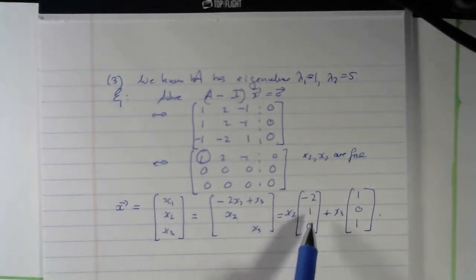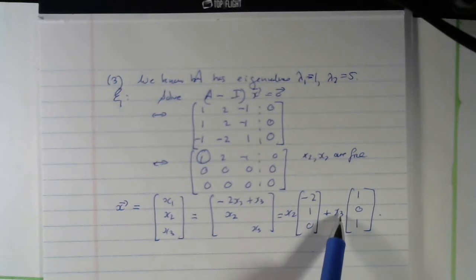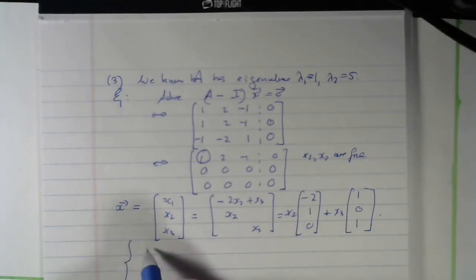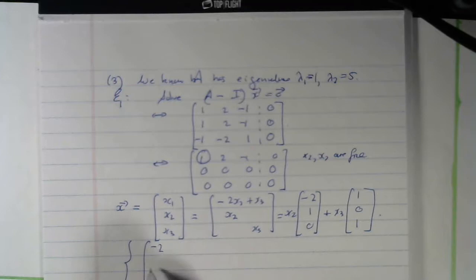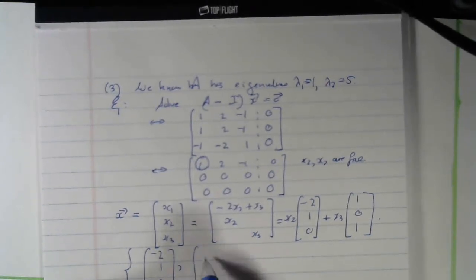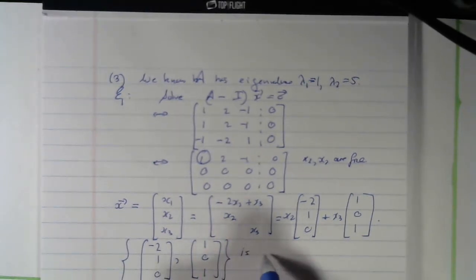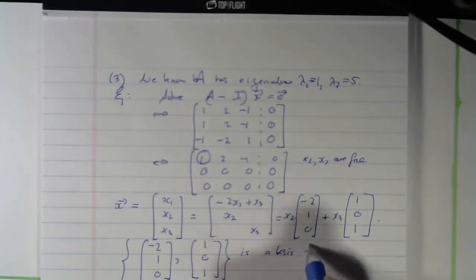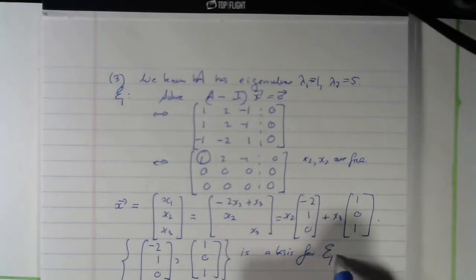So usually we'll just put x2 equal to a parameter t and x3 equal to a parameter s, but we can leave it like this. But this just shows you that these two vectors here form a basis. So (-2, 1, 0) and (1, 0, 1) will be a basis for the first eigenspace, E1.